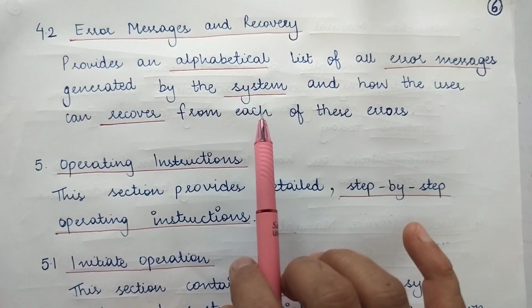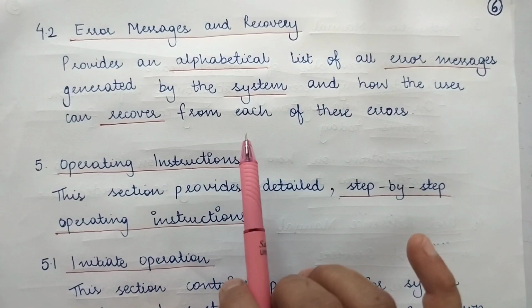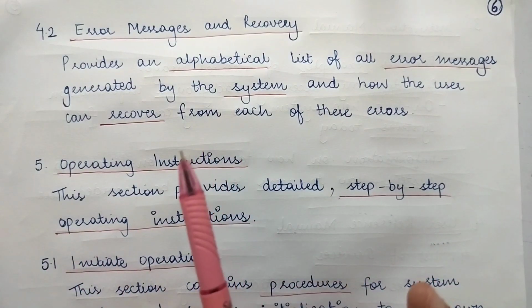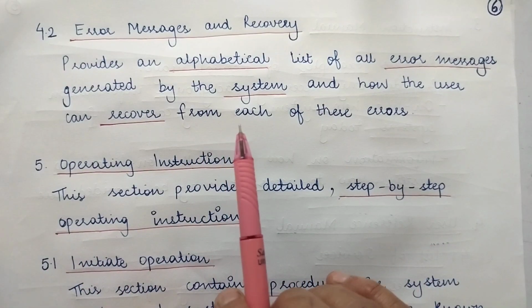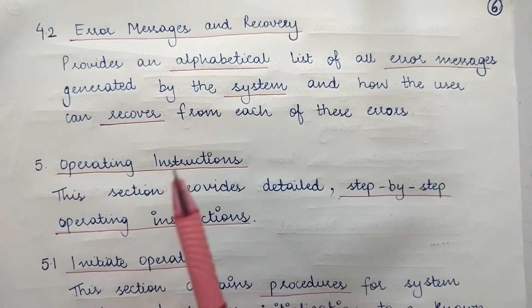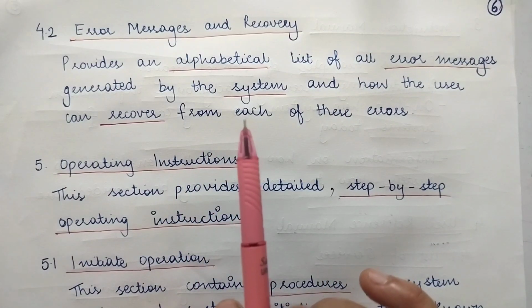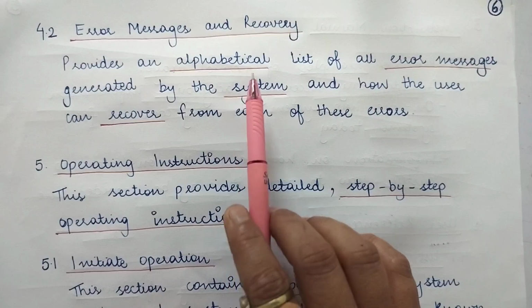That is, if this error comes, you have to do this; if this error comes, you have to do this. So all that description of all the list of possible errors that could exist in the system, or the system could throw, are provided to you in an alphabetical order.